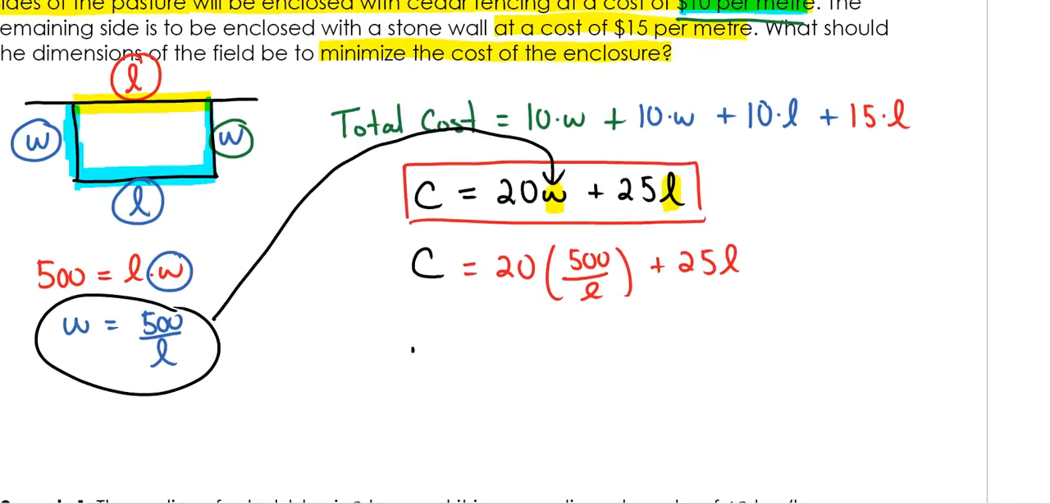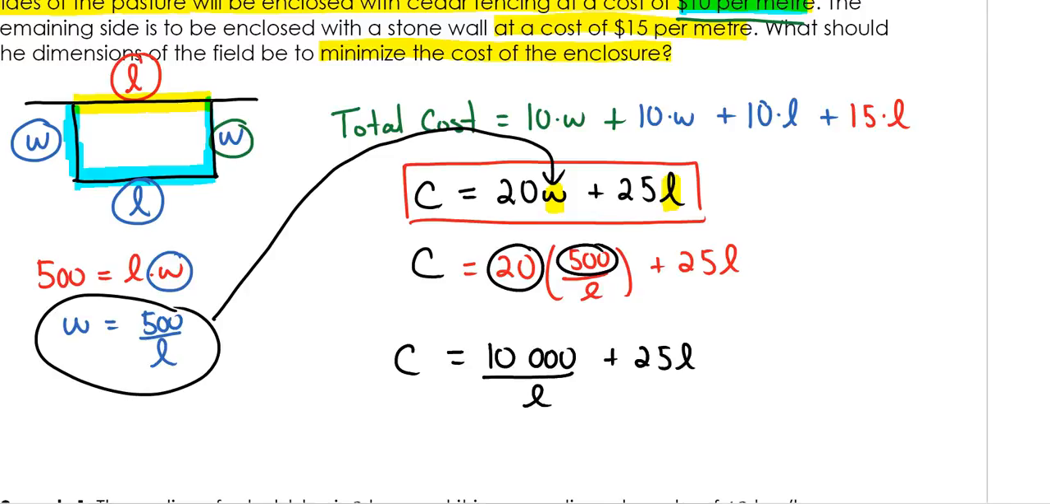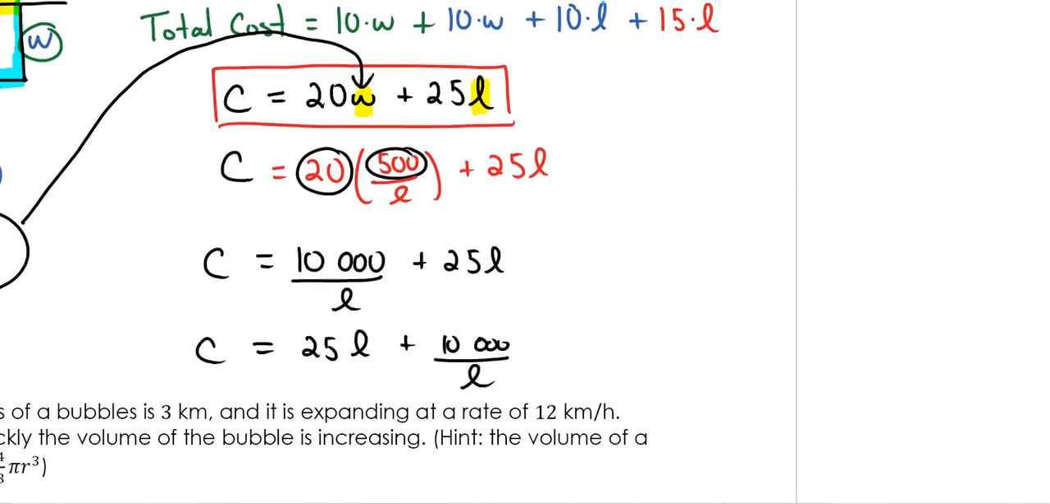Okay, so let's go ahead and apply some algebra here. If I take this 20 and times it by the 500, I should get 10,000 divided by L plus 25L. Okay, and I'm going to rewrite this as C equals 25L plus 10,000 divided by L. Okay, now we can take its derivative. Alright, so I'll write down C as C prime. So C prime is going to equal 25.